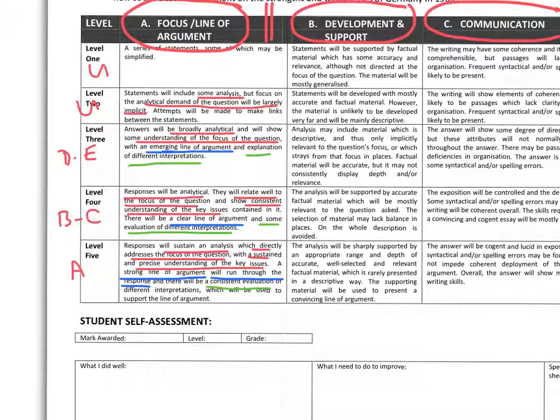again notice a consistent evaluation of different interpretation, which you strongly use to link to your line of argument. So you can't really do this separately. If you're evaluating interpretations, then you're using that evaluation to develop your own line of argument that we mentioned earlier in this podcast. So that is the first strand. I'll pause there, stop there, and I'm going to do another podcast which will focus on B, development and support. But the focus line of argument is the most important of these 3 strands.